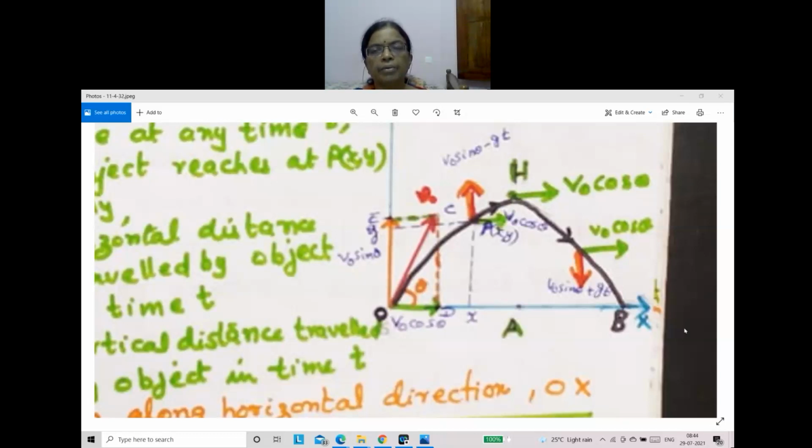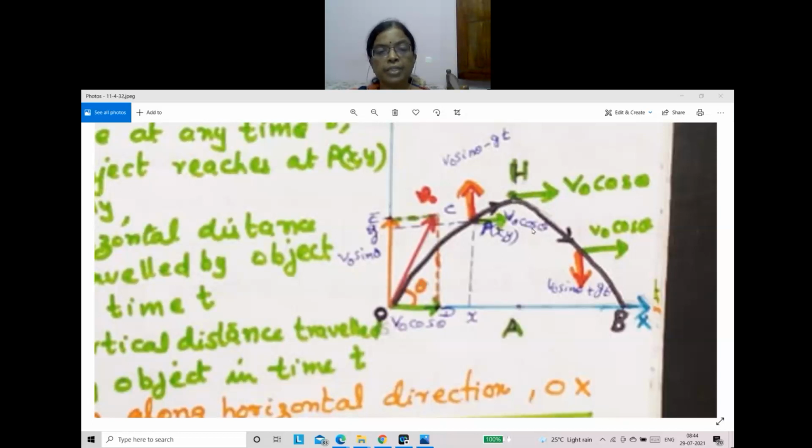V equal to u plus at, or v0 plus at. Say its y component. Vy equal to v0y plus ay into t. Very good. Okay, that equation is used to find the time taken to reach the highest point. At the highest point, final velocity we can take 0.